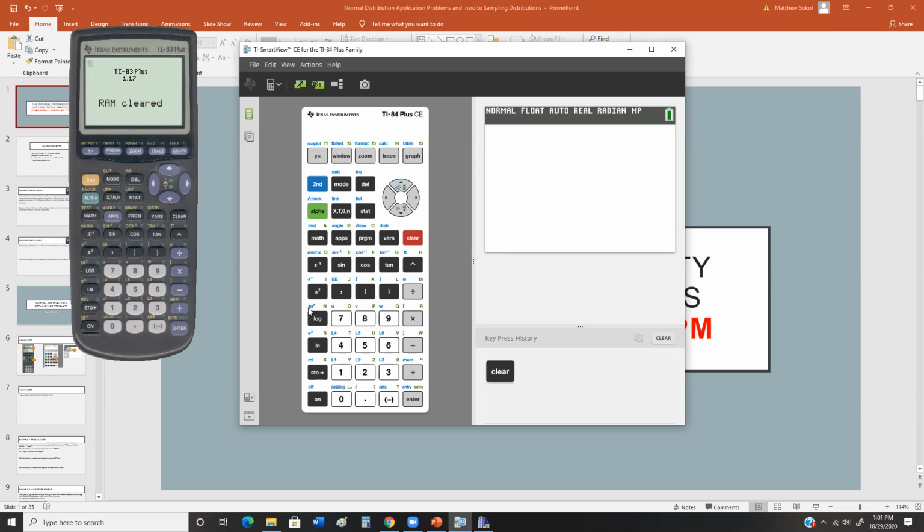So what I'm going to start class with today is we're going to do a couple more problems by hand that we were doing at the end of last class, and then I'm going to show you how to do it with your graphing calculator so that it's even easier. That way you can just use your graphing calculator going forward.